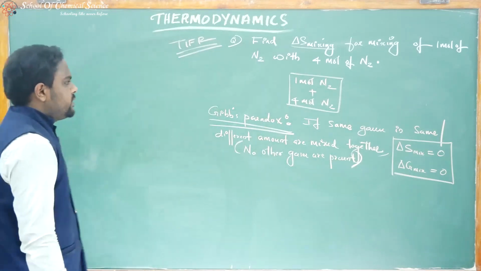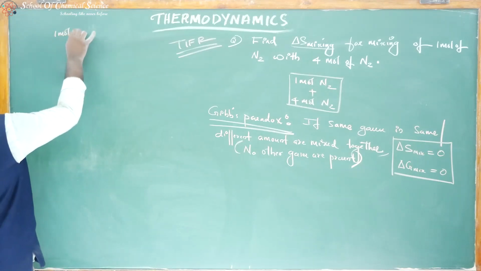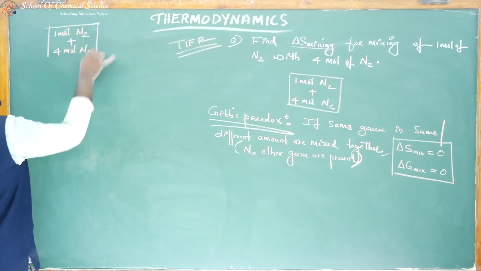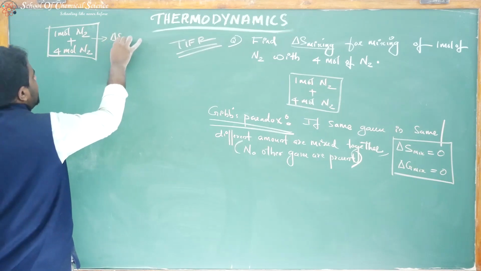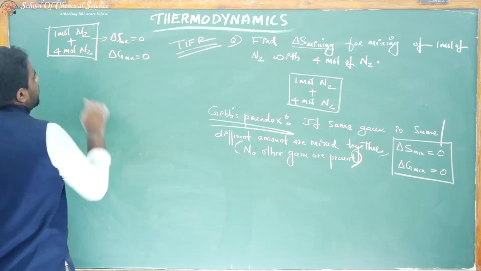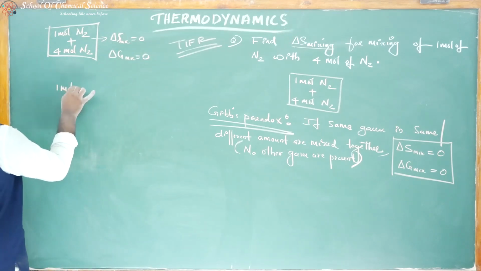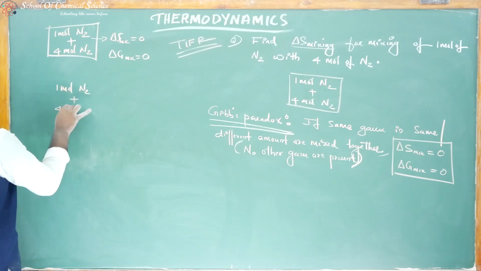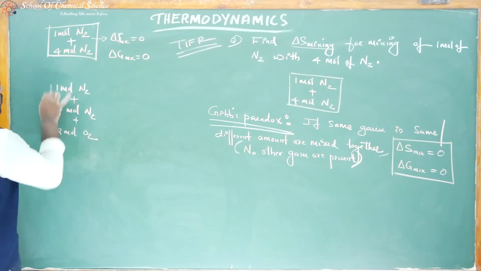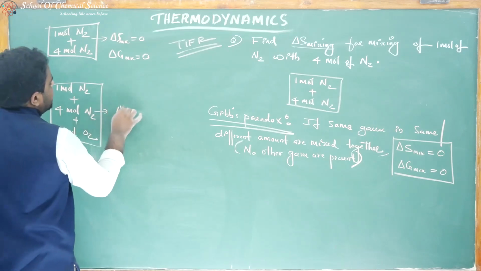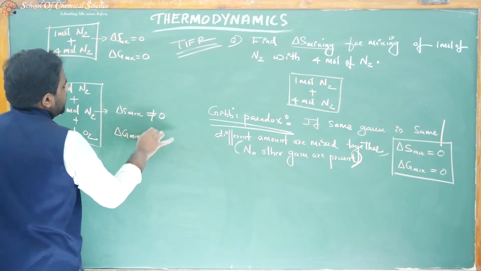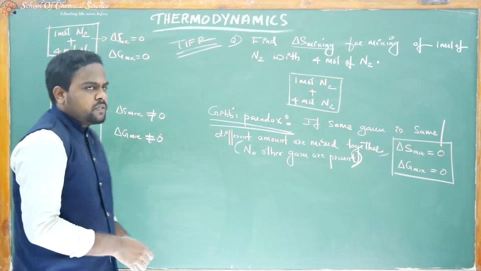No other gases are present. That means, for example, 1 mole N2 plus 4 mole of N2. When they are mixed together, in this case, delta S mixing equal to 0 and also delta G mixing equal to 0. But 1 mole N2 plus 4 mole N2 plus 2 mole O2, in that case, delta S mixing not equal to 0, delta G mixing not equal to 0. So that's a Gibbs paradox.